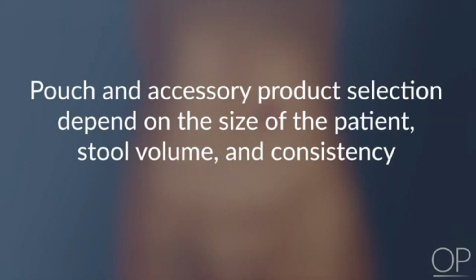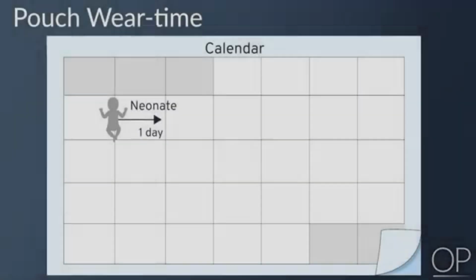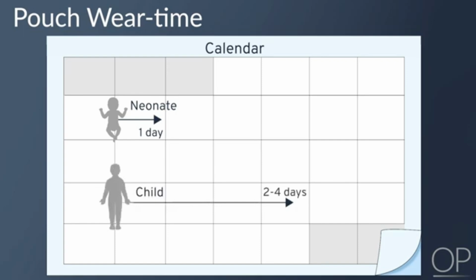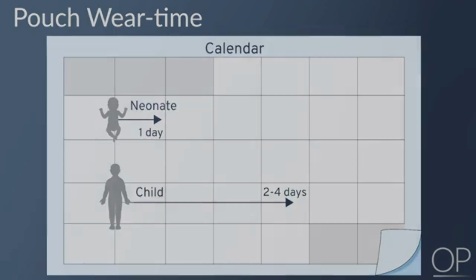The pouch and accessory product selection depend on a number of variables such as size of the patient, stool volume, and consistency. Pouching is an art, and modifications will need to be made if the stoma is flat, prolapsed, or constructed in skin folds. A 24-hour wear time is the goal for premature infants and neonates. Older patients will ideally wear a pouch for 2 to 4 days without leakage. This will keep the skin around the stoma healthy, decrease cost from use of products, and increase patient comfort.